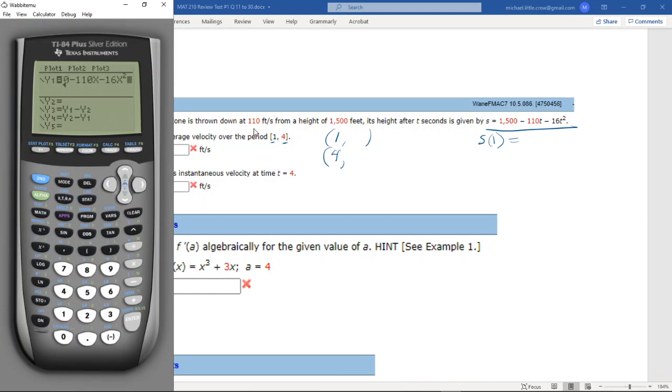So you kind of see things thrown down. So the downward force is 110 feet per second. It starts at 1500. That's where that comes from. And the 16 comes from gravity.